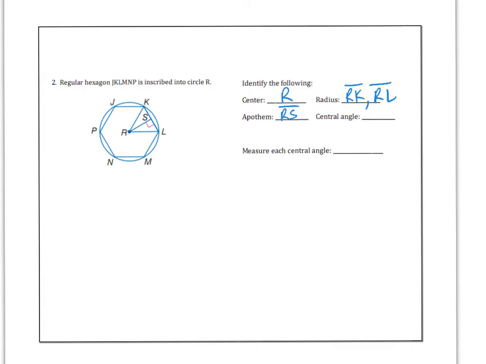And then for the next one, for the central angle, I would say a good central angle would be angle KRL. Could also call it angle LRK. And to find the measure of those angles, like this angle right here, first you have to know how many sides you have. Now you can see here we have a hexagon. A hexagon is 6 sides. And so if we take 360 degrees divided into 6 parts, we get 60. So each central angle would be 60 degrees. So if I draw that in, here we have 60, 60, 60, 60, 60, 60. They would all together add up to 360.